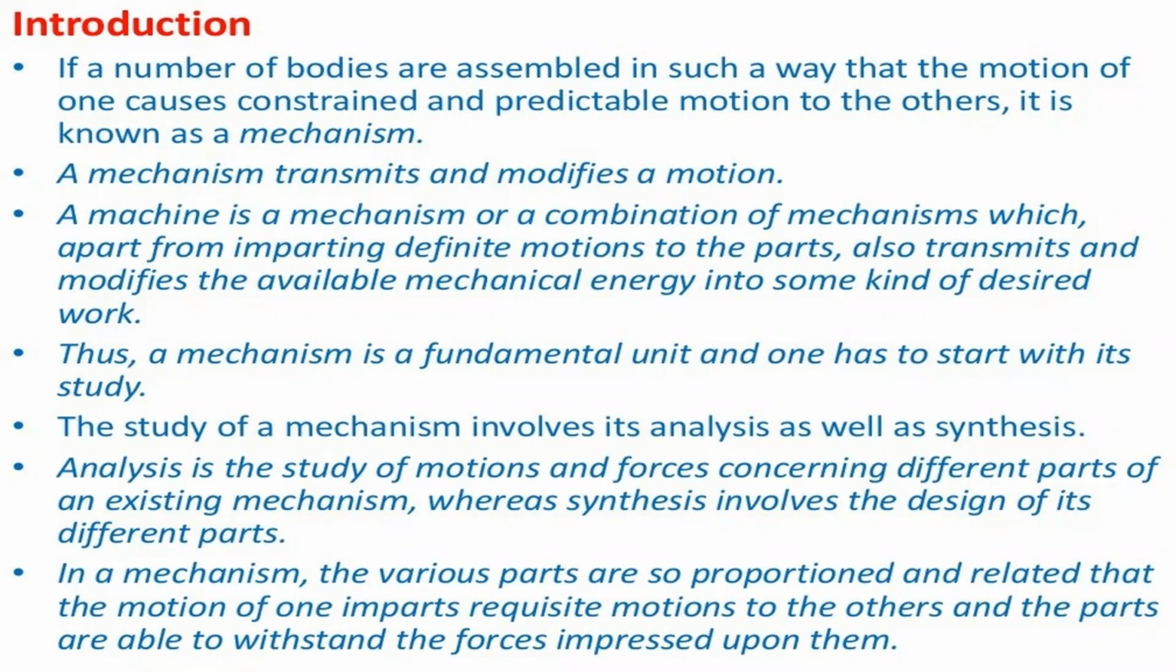So first of all, what is a motion? Motion means a generated work. So the work generated from one part to the other part is known as motion. In that we are going to use a number of bodies which is assembled as a machine. So in this machine it generates the mechanism by the number of bodies which are assembled together. Then this mechanism transmits and modifies a motion. So depending upon the type of mechanism, it is going to transmit or modify a motion.